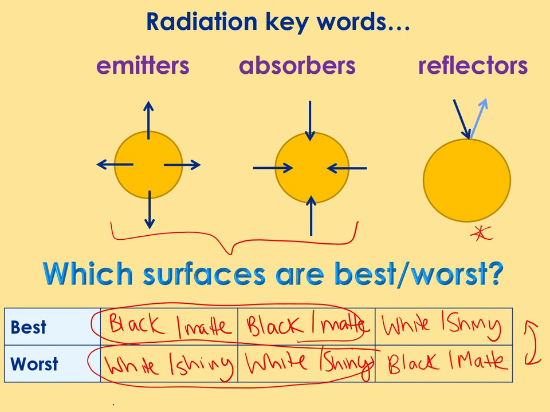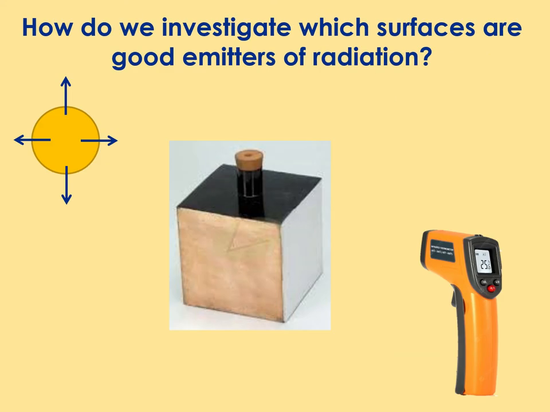Just an interesting point here, if the best emitters are black and matte surfaces, that really means that the radiators in our house should be painted black. We don't tend to do that in houses for aesthetic reasons, but if you go into some big old buildings, some churches, you will notice that all of the radiators are painted black because they're more efficient that way.